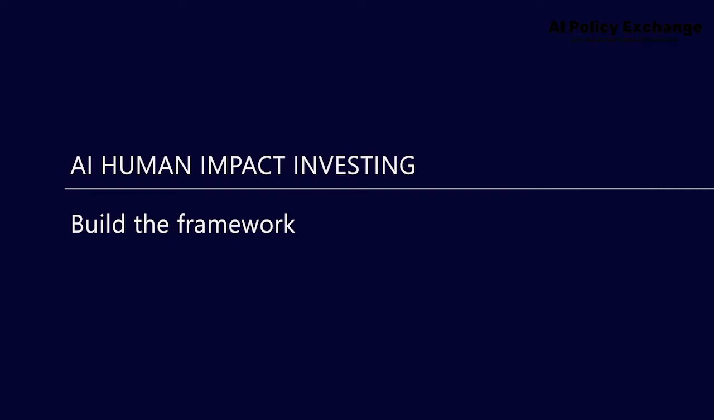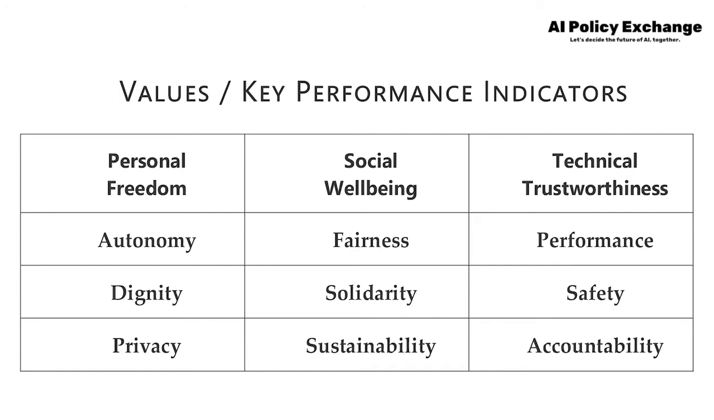Now, we need to boil down to key elements. And this is what that model is going to look like in the end. I'm fast forwarding. There are three pillars of AI ethics: the personal, the social, and the technical. And each one of those supports three values. Within the personal, we have autonomy, dignity, and privacy. Within the social, we have fairness, solidarity, and sustainability. And then on the technical front, we have performance, safety, and accountability.